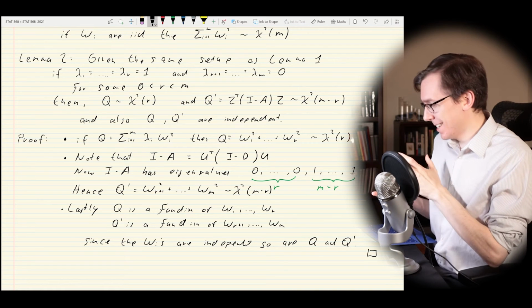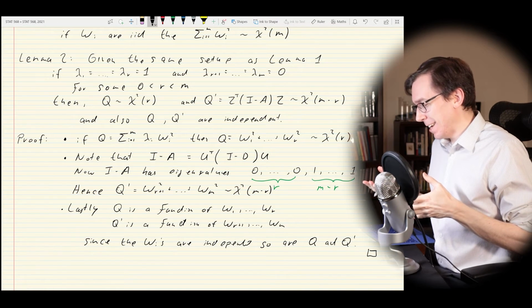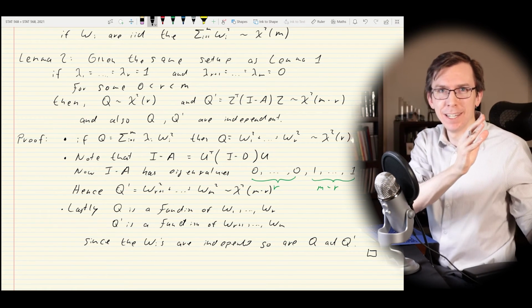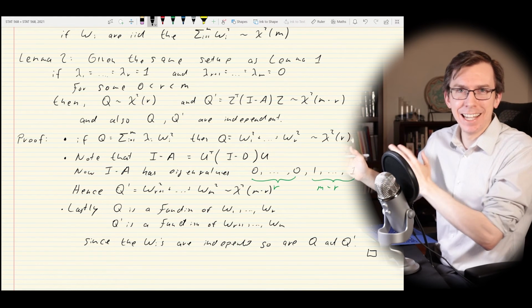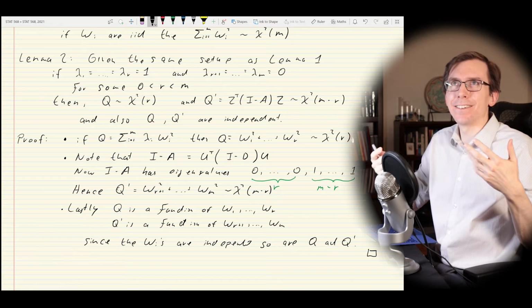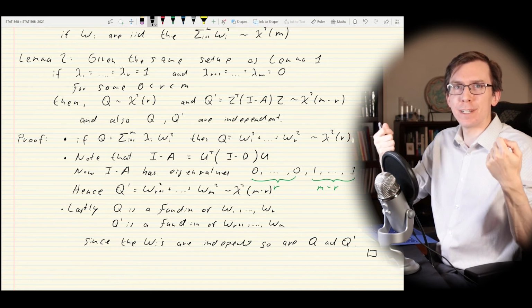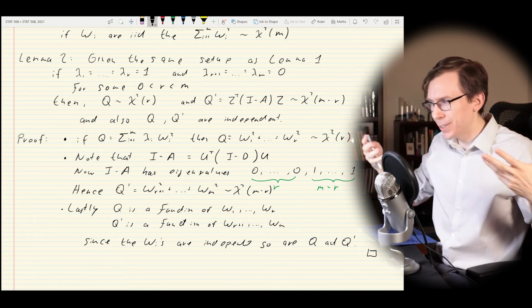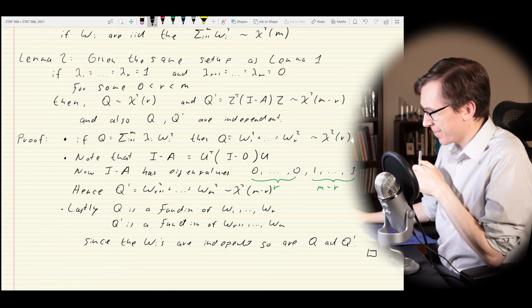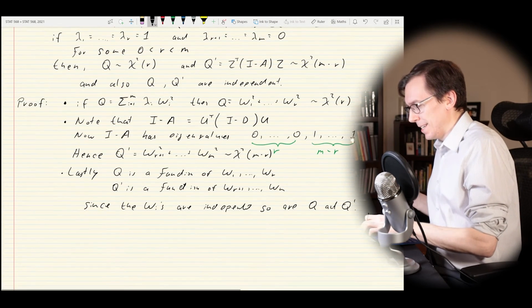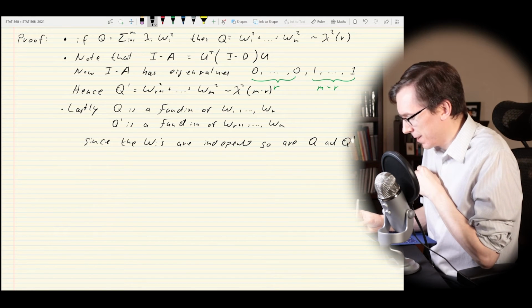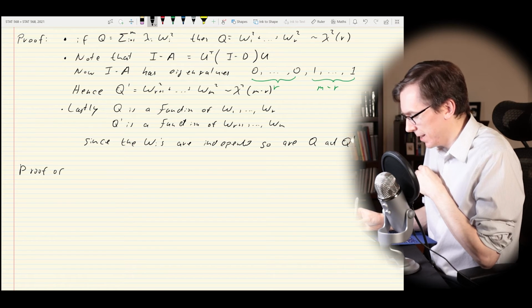Okay, so hopefully that makes sense. Basically, the idea is that if I have some random variables that are independent, Q depends on some of them, Q prime depends on the other ones, and they don't mix. They don't have a common W that they both depend on. Since they depend on disjoint sets of W's, the independence kind of carries through in some hand-wavy sense. But this is good because now that we have our two lemmas, we can actually sit down and prove Cochran's theorem. So let's do this. Proof of Cochran's theorem.